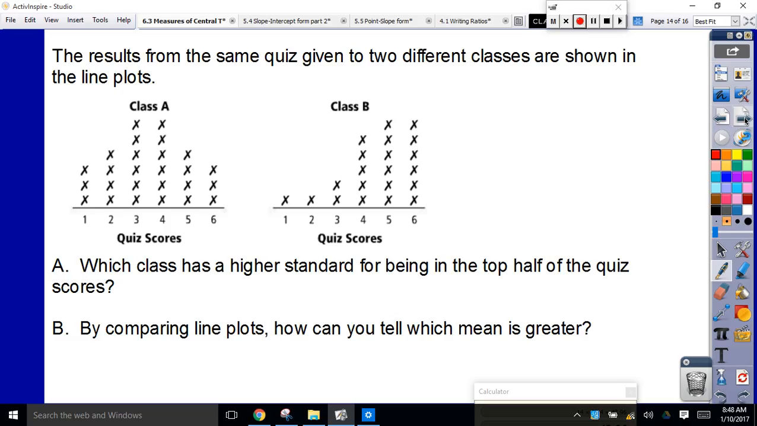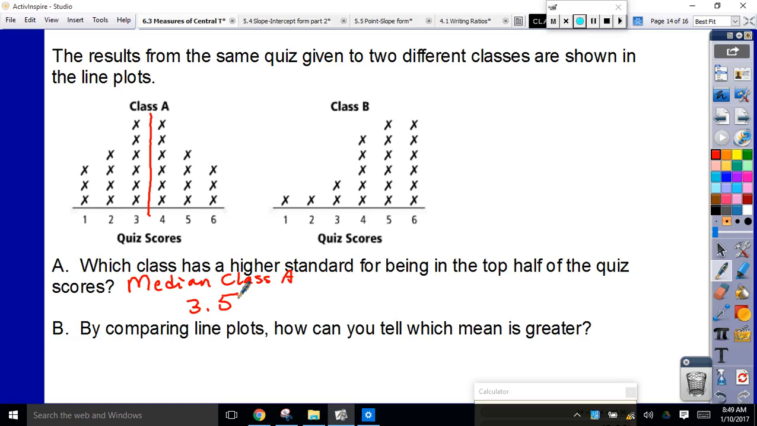So if we look at the median of each class, the median of Class A is actually pretty easy to find. Can anyone tell me what they think the median is without counting X's? Gretchen? It would be 3.5 because columns 3 and 4 are the same, so the median has to be in between the two, which would be 3.5. So the median of Class A is 3.5.